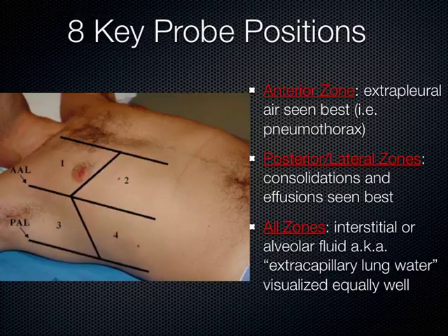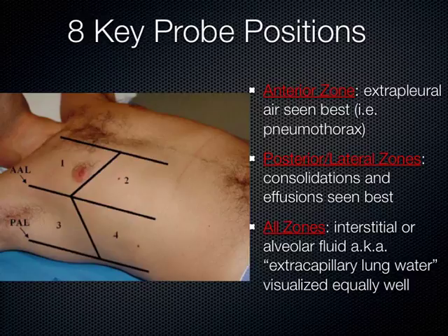Pulmonary edema, in very rare circumstances, will be unilateral, but in most cases, this is due to congestive heart failure or a non-cardiogenic pulmonary edema. It's going to be bilateral. And so when you're trying to identify pulmonary edema, you should be able to see it in multiple fields.